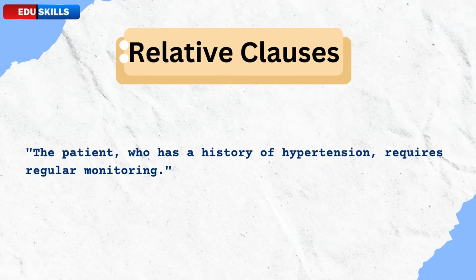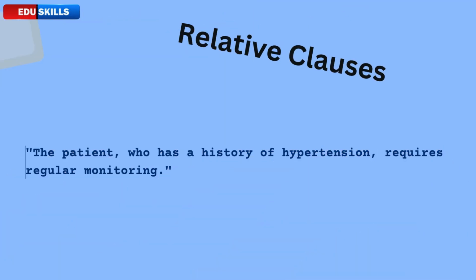Relative clauses are another powerful tool. They add extra information without starting a new sentence. For example, the patient who has a history of hypertension requires regular monitoring. This keeps your writing concise and informative.